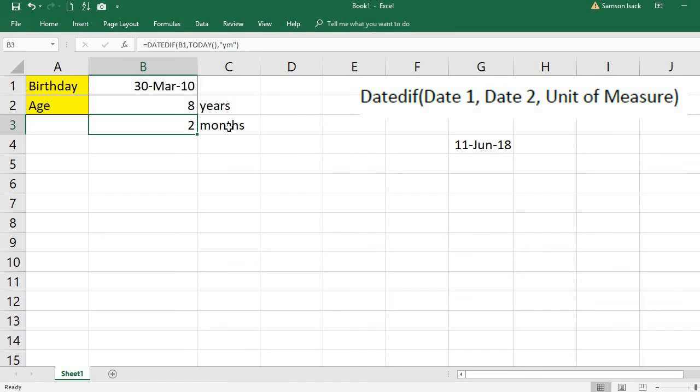So this is the way you can find a person's age using the DATEDIF function.